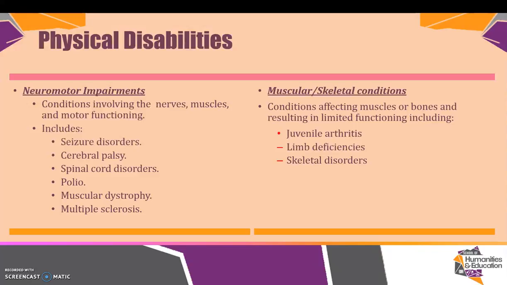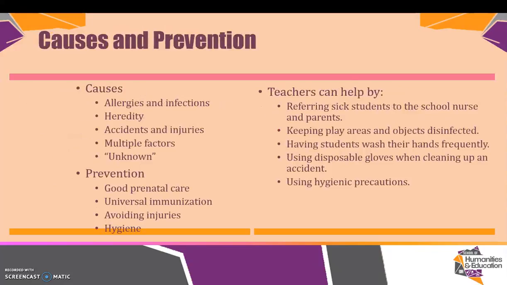Under physical disabilities, a person can have either neuromotor impairment or muscular skeletal condition. And the causes are varied. Some causes can relate to allergies, others accidents and injuries. Some health impairments can be hereditary. And in order for prevention to occur, things like good hygiene, immunization, avoiding injuries, all of those can assist in that regard.